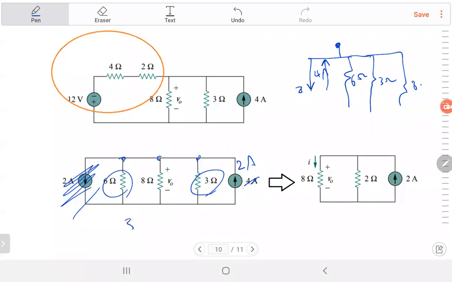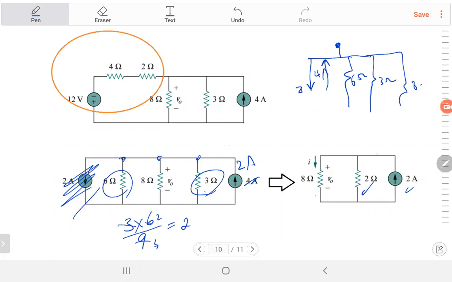So find the equivalent. It would be 3 times 6 divided by the sum, 9, by 3. So you got 2 ohm. So you can replace the 3 and 6 by 2 ohm. And you have 2 amp, and you have the 8 ohm. That's it.